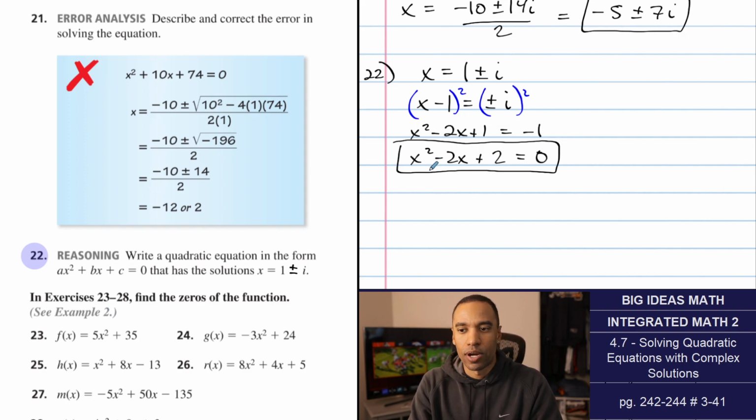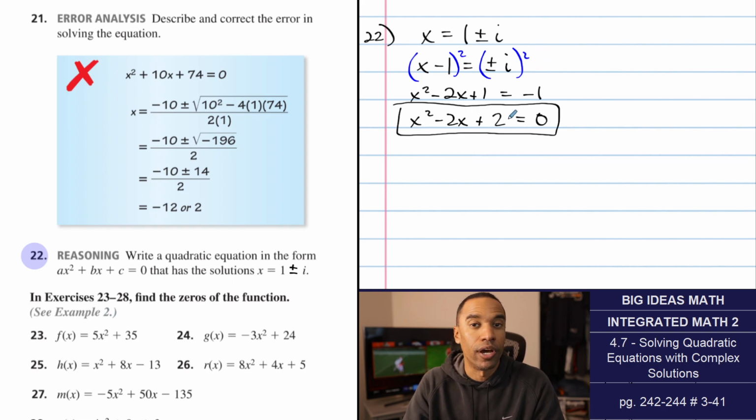Now they say write a quadratic equation. This isn't the only answer because I can triple all these. I can multiply them all by negative 1. But that's the essence. That's the ratio of your coefficients that you should have there.